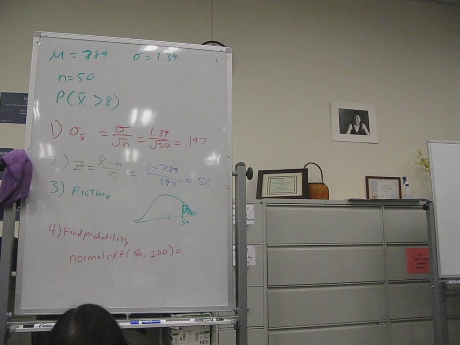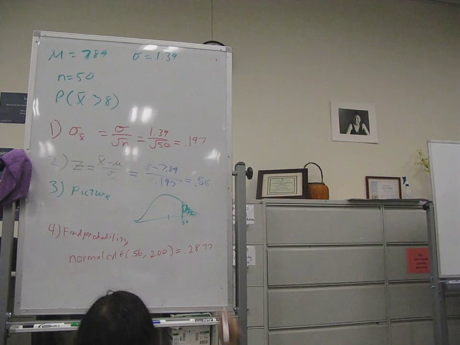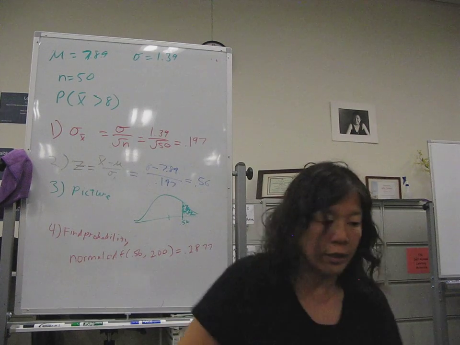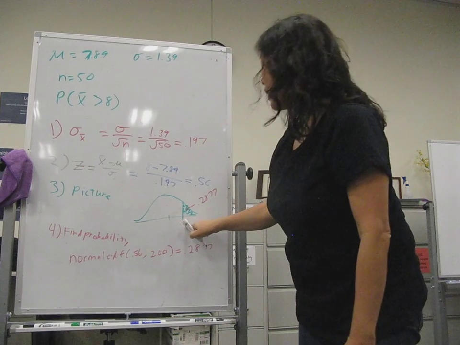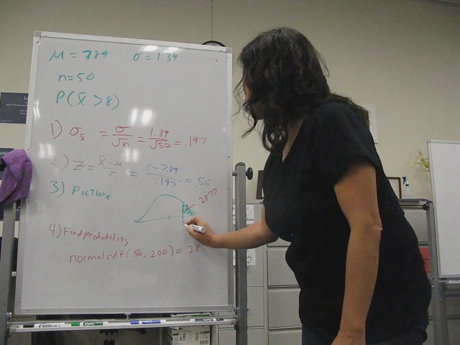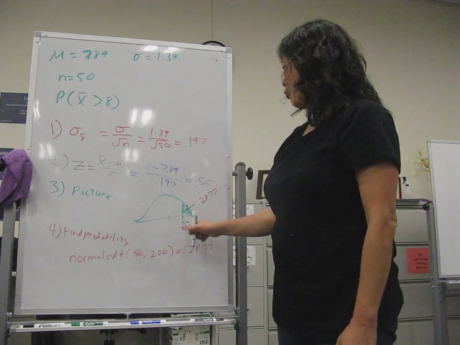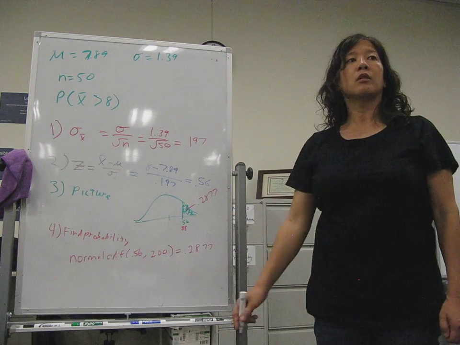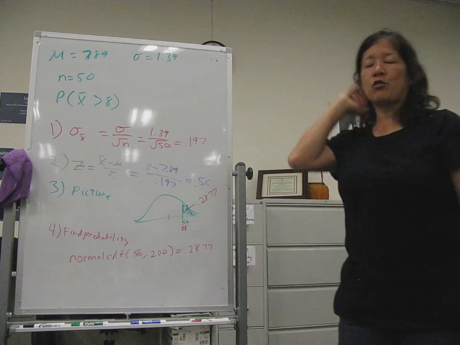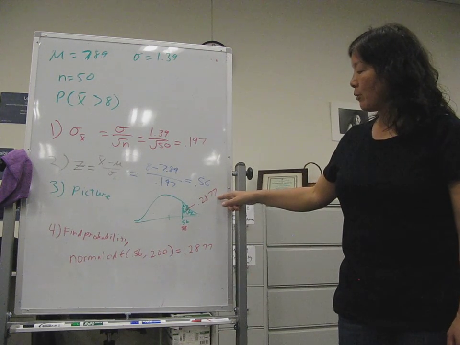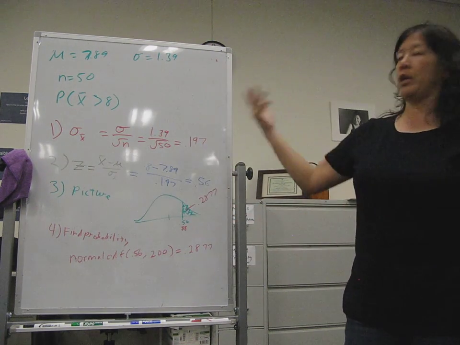What did you guys get? 0.2877. So just to be clear, this here is 0.2877. This is my z-score, and my x value that goes with it is $8. So 0.56 is the same thing as $8. And if you're describing it, you'd say that 28.77% of the time, the average of 50 would be over $8.